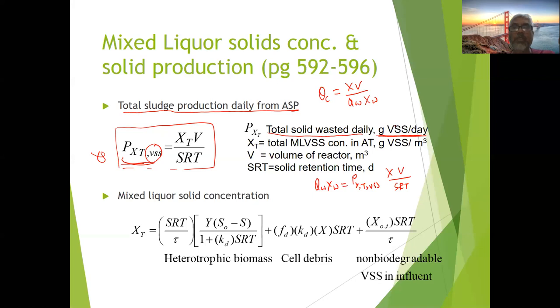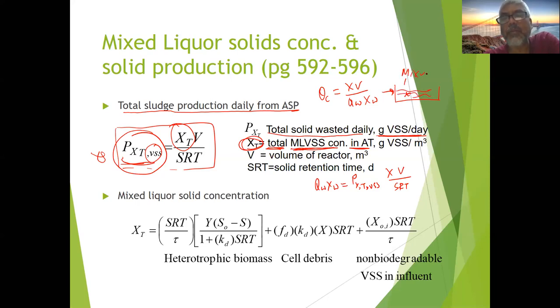So we usually measure the biomass in grams of VSS, in terms of VSS. So we can write it like this. We can calculate how much biomass will be wasted daily using this equation. And XT here is the total MLVSS concentration in the aeration tank. MLVSS means mixed liquor volatile suspended solids concentration. This is the biomass concentration, but we call it mixed liquor. It is mixed liquor in the aeration tank, because the aeration tank has water coming in, substrate coming in, and also biomass inside, so we call it mixed liquor. Mixed liquor volatile suspended solids concentration. Usually we measure biomass in terms of volatile suspended solids.